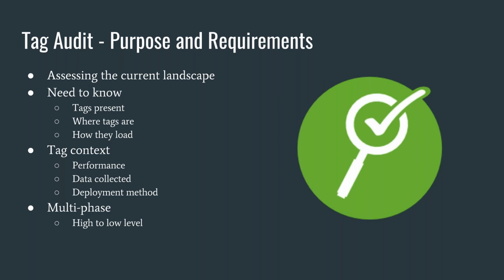We need to understand what tags are present on my website. What are the platforms that are loading? Where are they loading? Are they on every single page? Do I have certain things only loading on some interactions, or only on landing pages, or only on e-commerce type listing pages? I need to know where these different platforms are and then how each one is getting there.